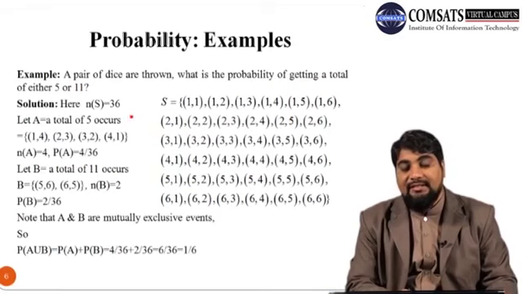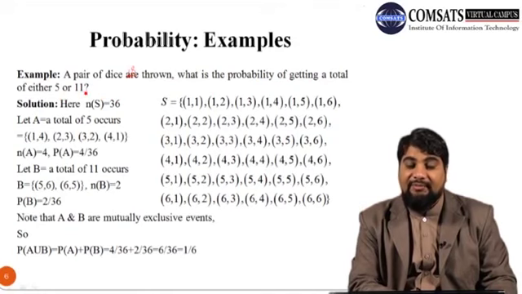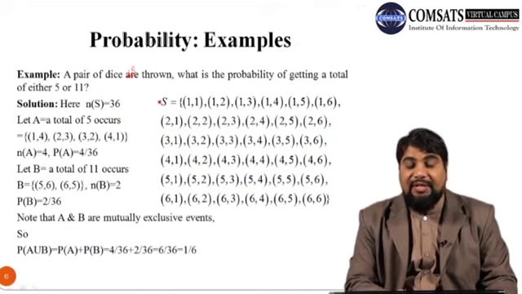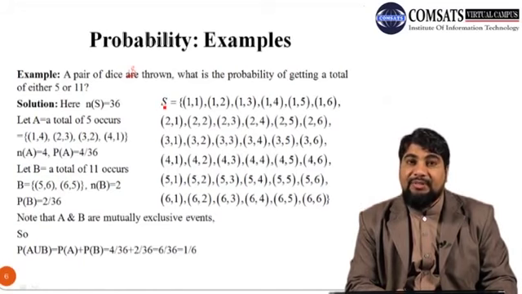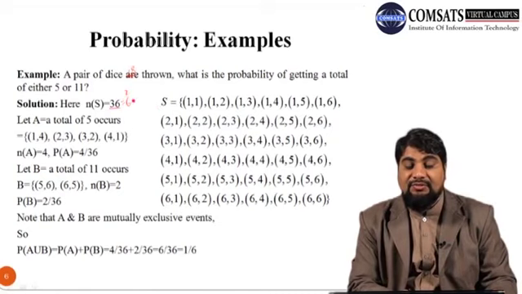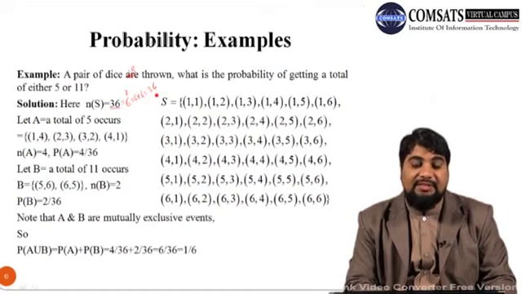So let us consider another example. A pair of dice is thrown. What is the probability of getting a total of either 5 or 11? We know that when a pair of dice is thrown, the total number of sample points is 36, which is 6 raised to power 2, that is 6 cross 6, equal to 36.